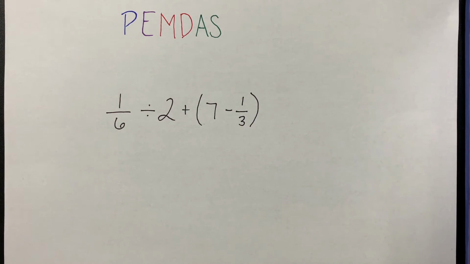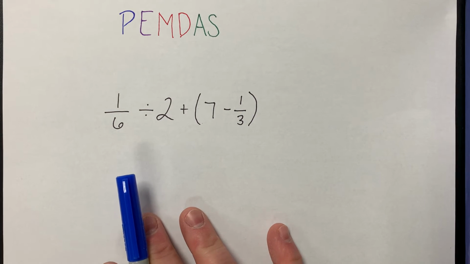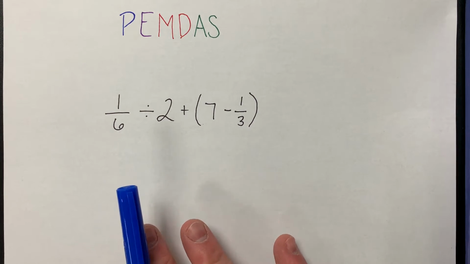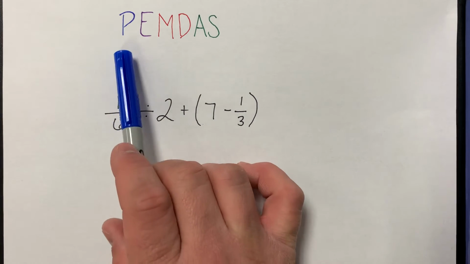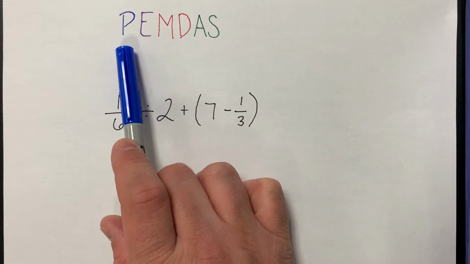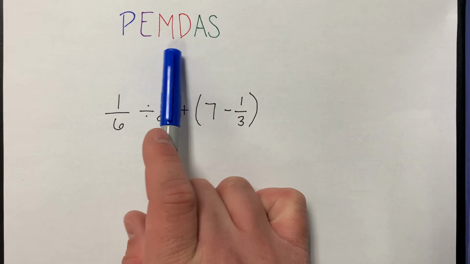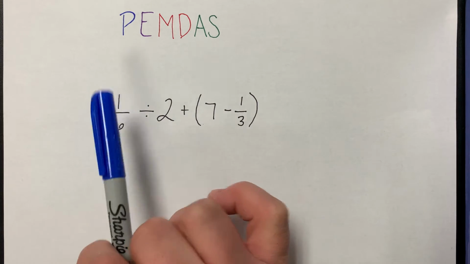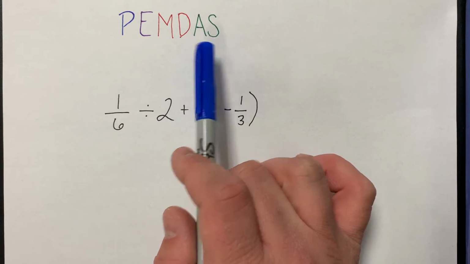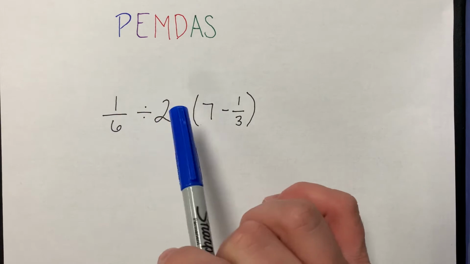All right, we're going to continue working with order of operations. Now we're going to use fractions in our order of operations. Now, the order in which we do things has not changed yet. We still are doing our parentheses first, followed by our exponents, multiplication or division, whichever one comes first, starting with the left, and addition or subtraction, whichever one comes first, starting with the left.